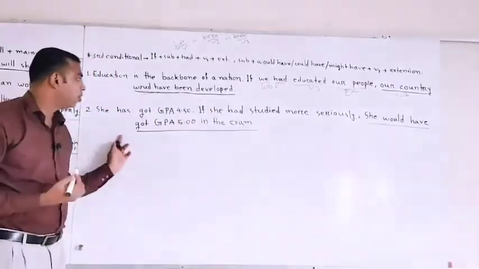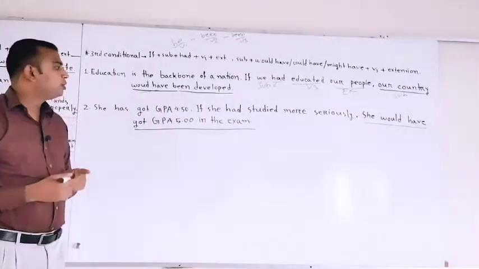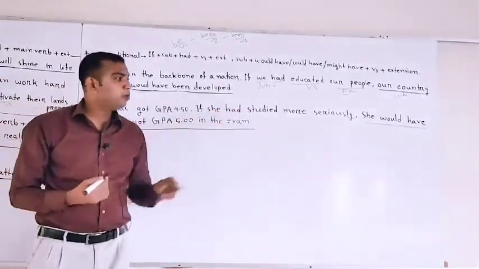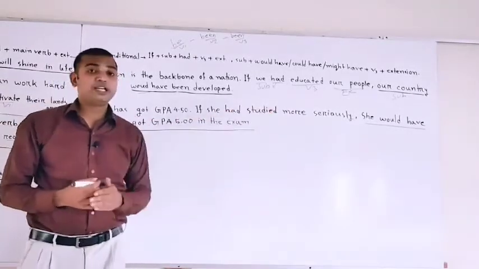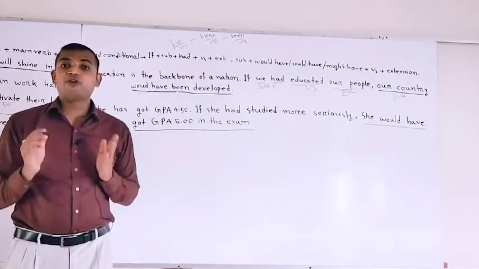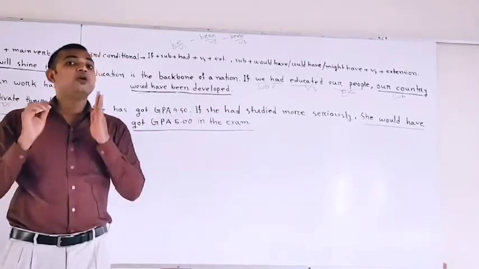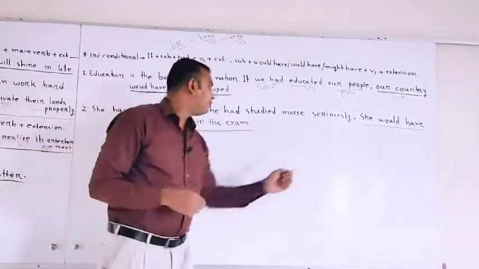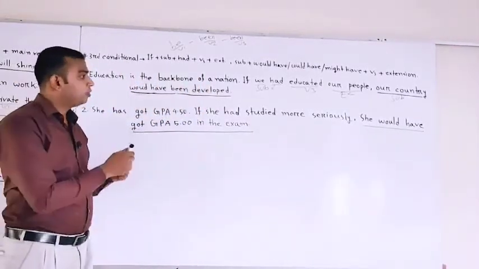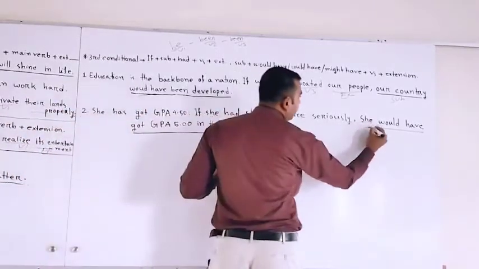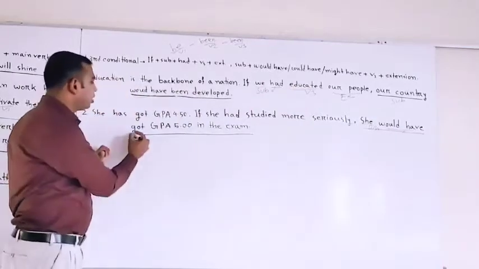Now the second example: she has got GPA 4.50. If she had studied more seriously, that means she didn't study seriously before. If she had studied more seriously, what would she have done? She would have got, or she would have achieved. Look here, subject, then would have, and verb 3 here, got.